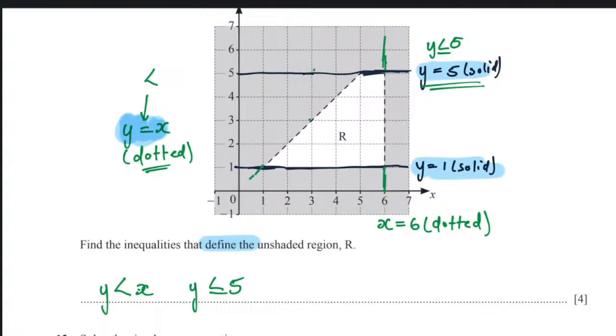We now look for the unshaded region. Is it below or above? If it's above, then y will be greater than. If it's below, then y is less than. So here it's above. So y is greater than 1. But because it's a solid line, you put an or equal to. Simple.